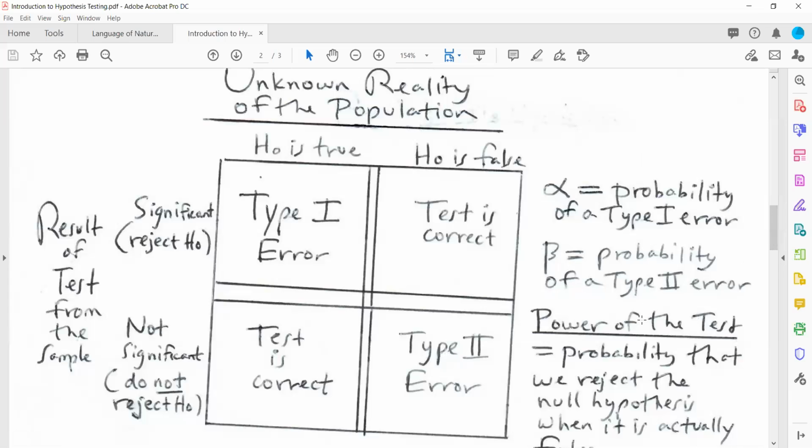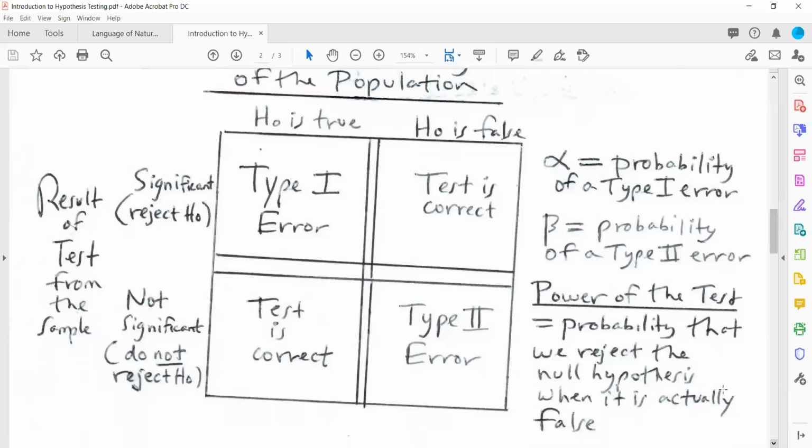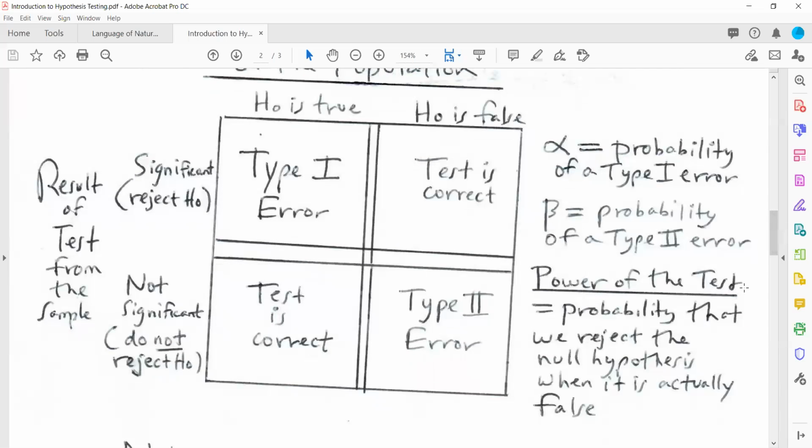Now, the other thing that's mentioned in the book is called the power of the test. I mentioned it to you as we were flipping through it. The power of the test is the probability that we reject the null hypothesis when it's actually false. In other words, this box right here, the probability of this result, which is the result that the researcher wants, is called the power of the test.